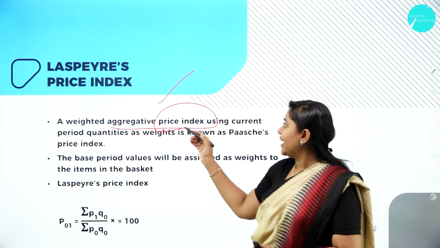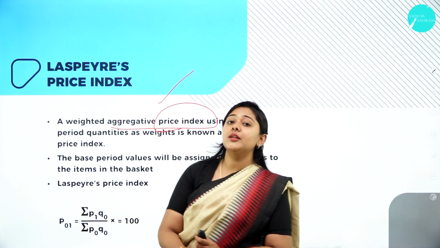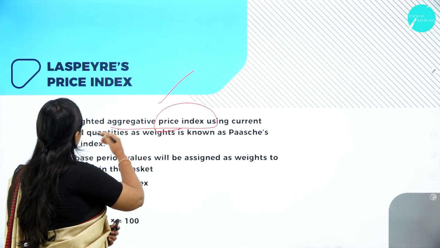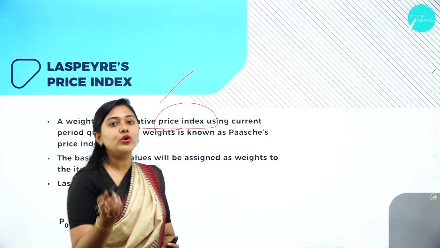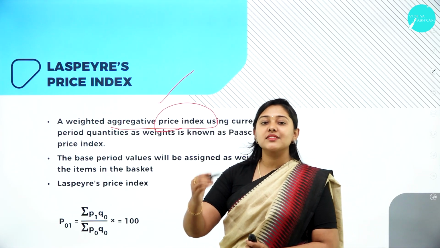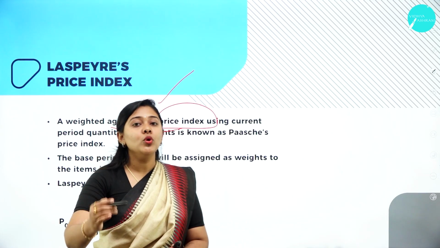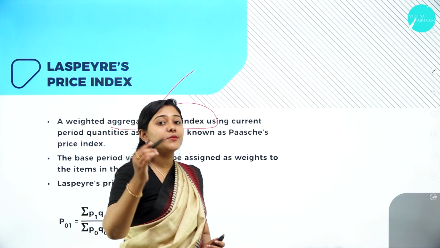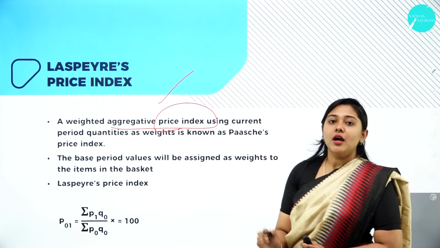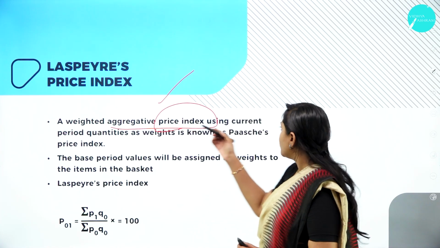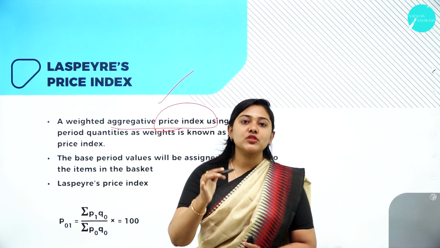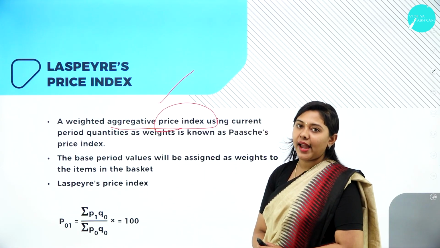A weighted aggregate price index using the current period quantity as weight is known as the purchase price index. As I have told you, to measure the index number under the weighted aggregate price index, we have two different methods. One is the last price index method and the other is the purchase price index method. It is also pronounced as the Paasche method of price index.